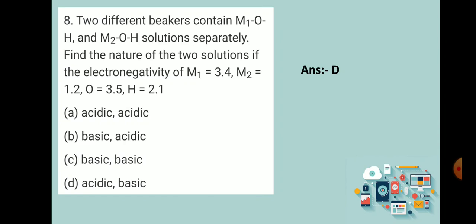And the solution for the question is, as metal 1 has electronegativity almost equal to oxygen, in solution, to break the M1OH bond is very difficult. As hydrogen has electronegativity less than metal 1, the H will be released easier as a proton, and so the M1OH beaker contains a solution of acidic nature. Whereas for M2, its electronegativity is less than oxygen, so to break the M2OH bond is very easy. In the solution, the OH will be released as OH minus, and this solution is a basic solution. The beaker containing M2OH solution, its nature is basic. So, option D, acidic and basic.